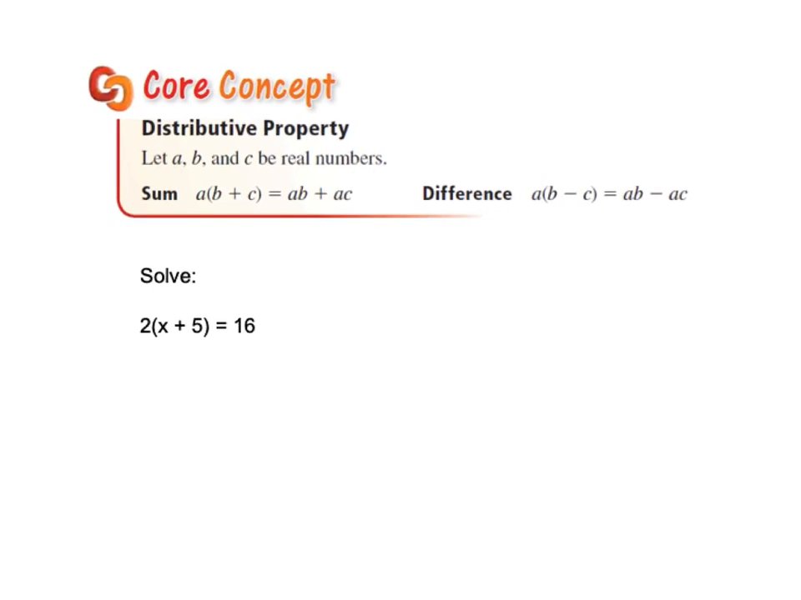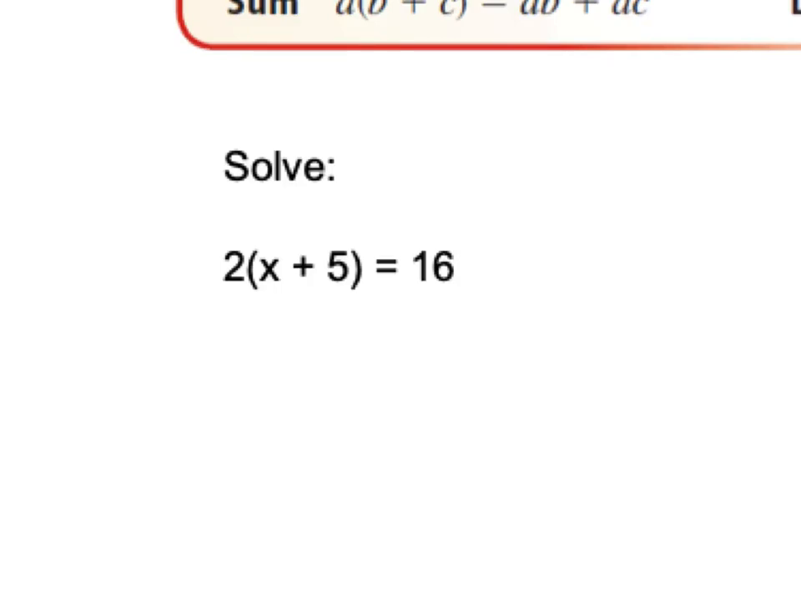And then one more property. So we have the distributive property. Again, it's one that you know, it's one that you use. Basically, the distributive property says if we have this equation like this, what's the first thing that we do? We distribute. And then we would have 2x plus 10 equals 16. And the reason we can do that is the distributive property.